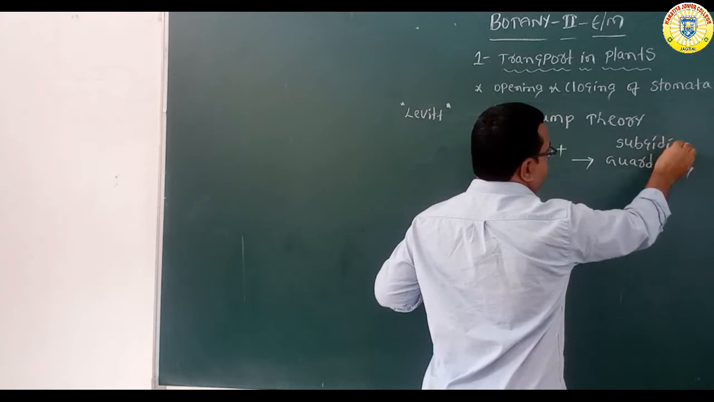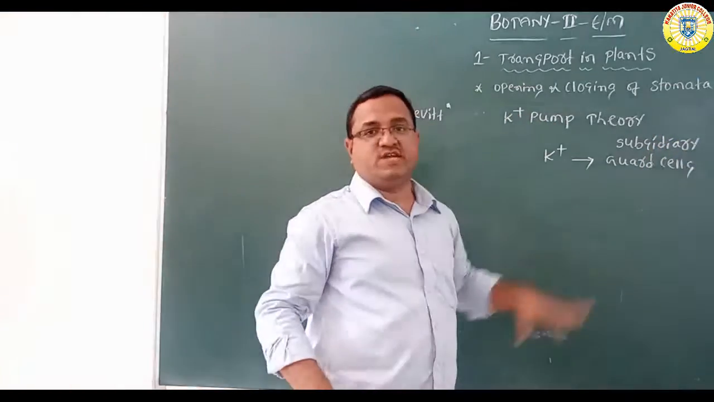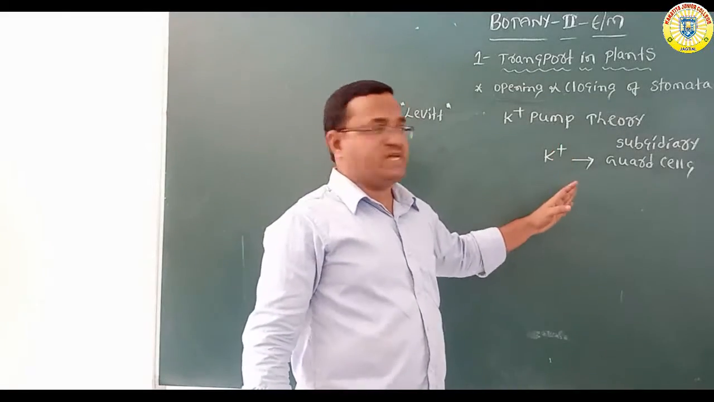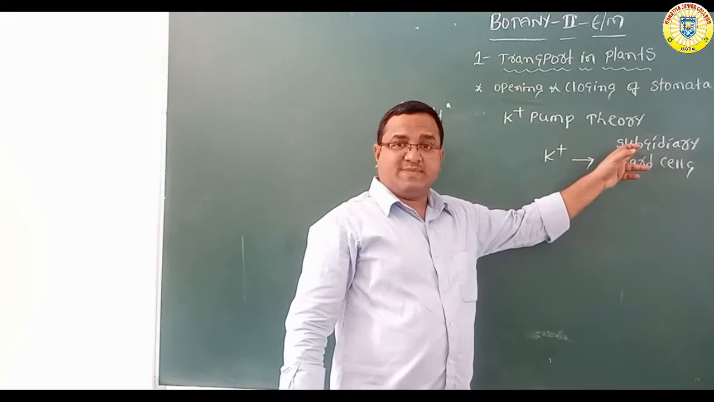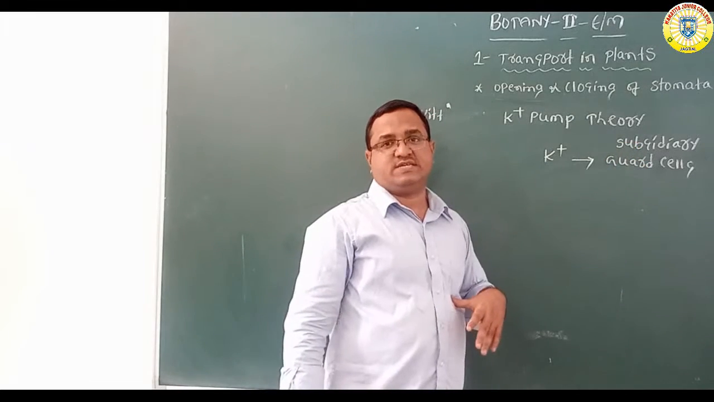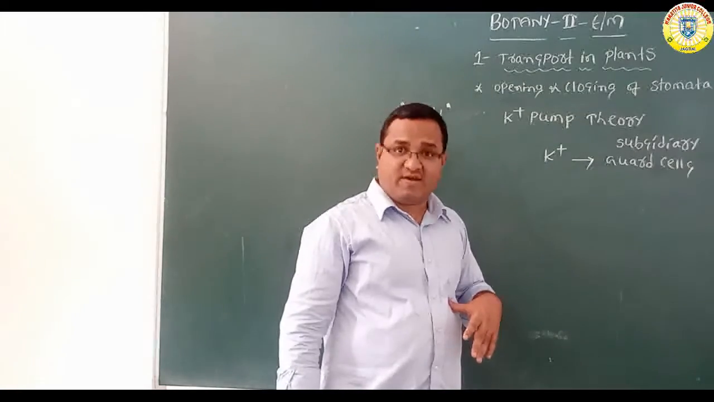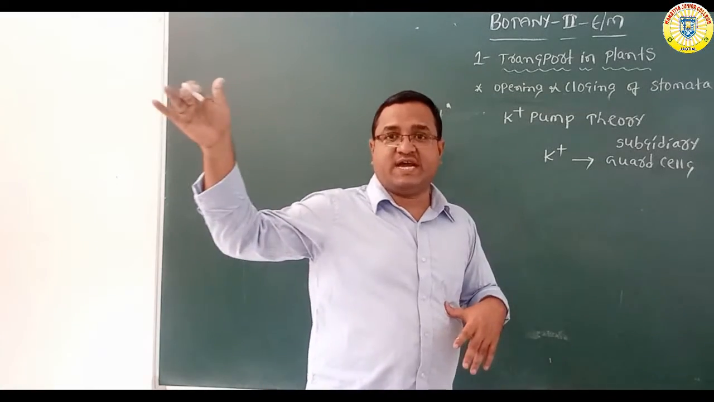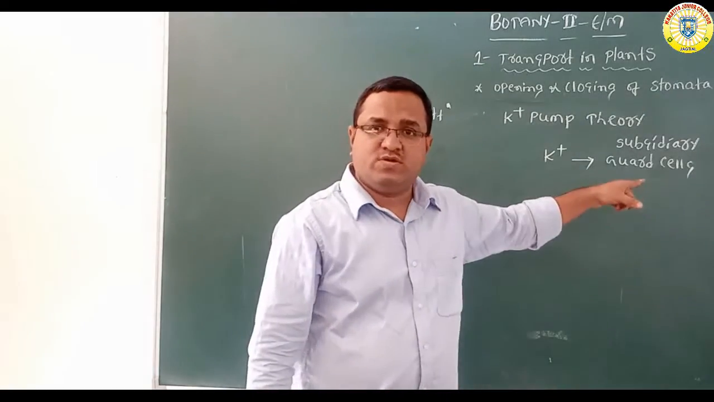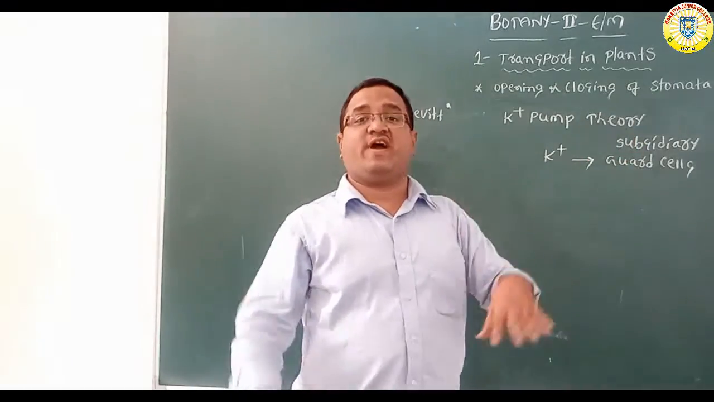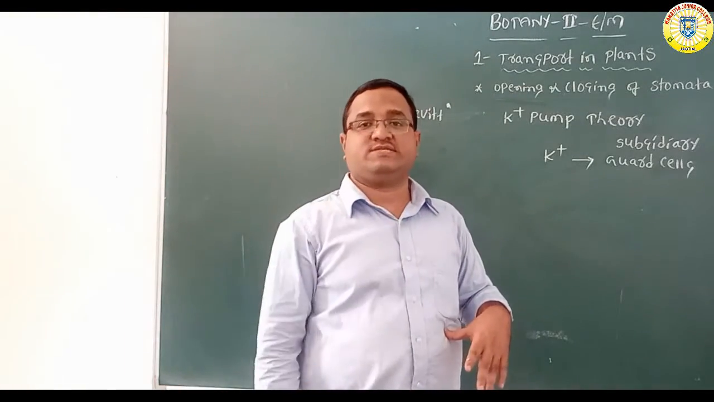Subsidiary cells are other cells that lie very near to the guard cells. So there is accumulation of K plus ions into the guard cells through the subsidiary cells in the presence of light. In the presence of light, K plus ions can enter into guard cells through subsidiary cells. So finally K plus ions have entered the guard cells.